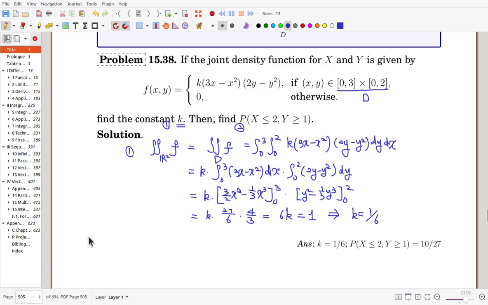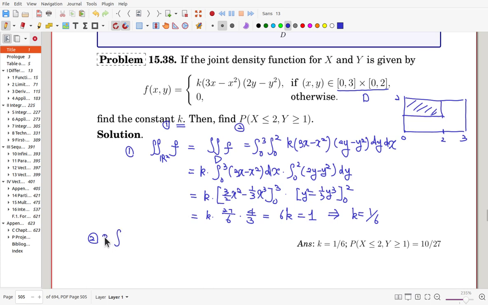Now for the second part, the original region, the non-zero region, is given in this way: x direction from 0 to 3 and y direction from 0 to 2. Now x is less than 2, so we have here the left hand side, and y is larger than 1, which is half. So that we have here that region, right?